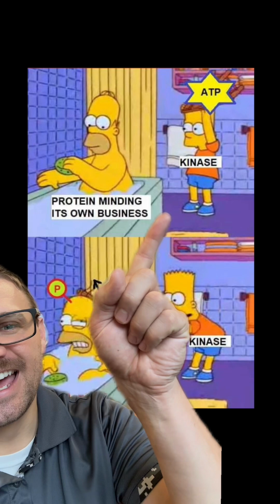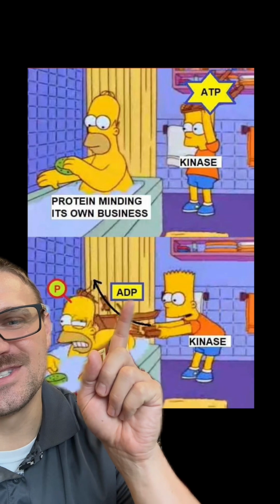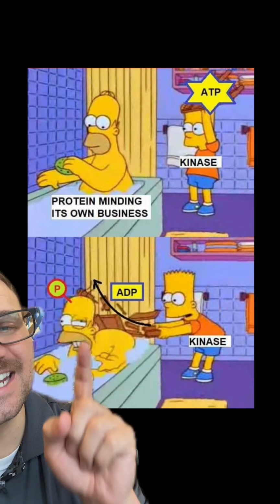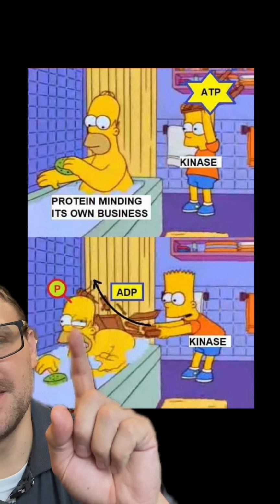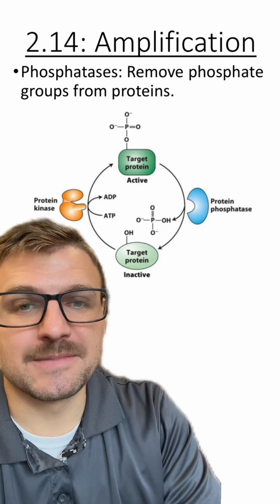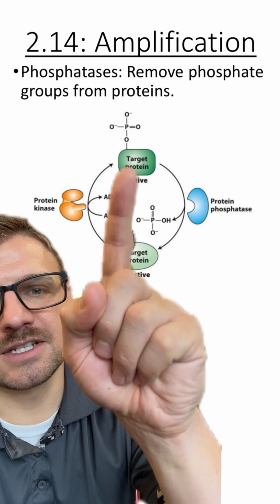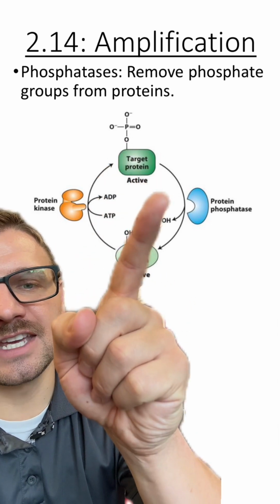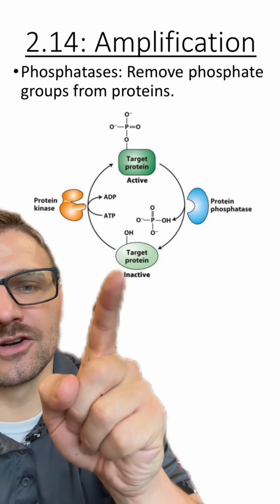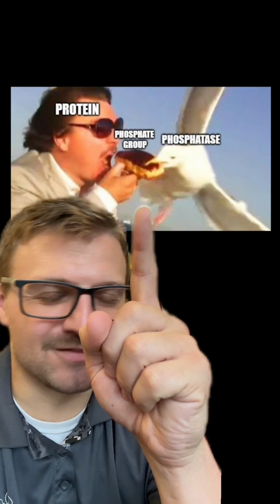You can see here again a kinase, a protein minding their own business, and then that kinase using ATP to phosphorylate the protein. Phosphorylation just means the addition of a phosphate group. On the other hand, phosphatases are enzymes that remove phosphate groups from proteins. So again, you can see our target protein with the phosphate group. The phosphatase is going to remove that phosphate group, and you can see it's going to leave that protein without its phosphate group. Another quality meme, phosphatase taking that phosphate group away.